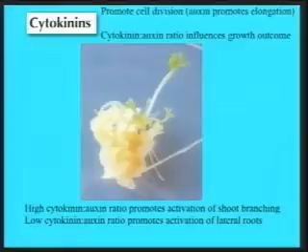And it's the cytokinin to auxin ratio that's going to dictate the growth outcome for different parts of the plant. So a high cytokinin to auxin ratio, that is, cytokinin high relative to auxin, is going to promote activation of shoot branching, that is, the activation of those axillary buds.